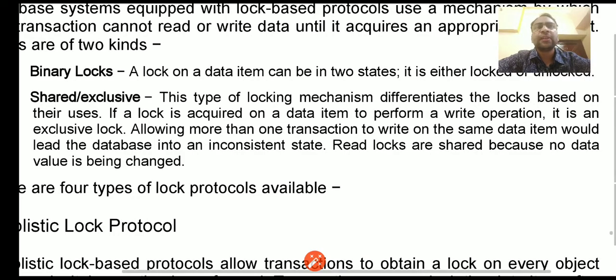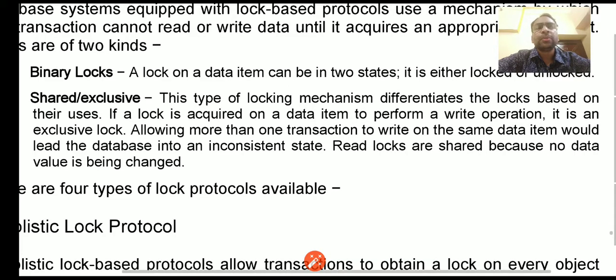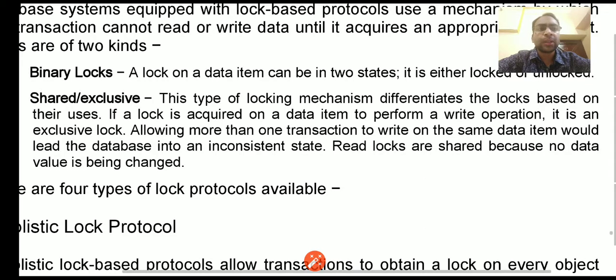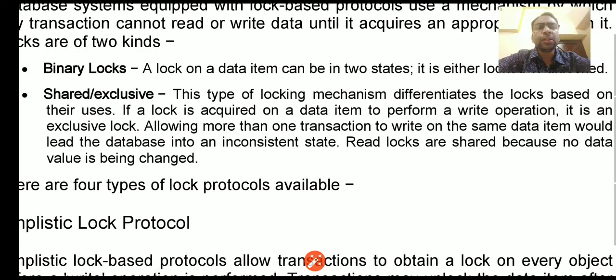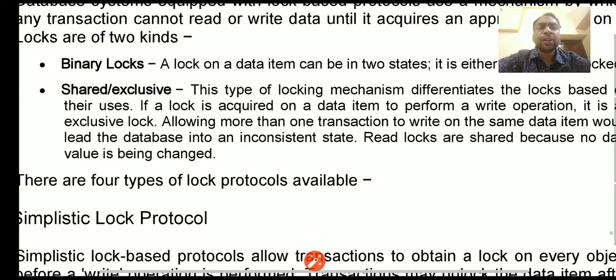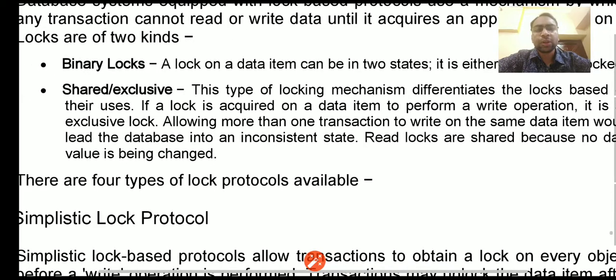In the case of reading, it's very simple. Let's say if we read a newspaper, two people, three people or four people can read it at the same time. But if we are writing in a copy, in that case only one person should write in the copy. So the writing operation is supported by the exclusive lock, and the reading operation is supported by the shared lock. So these are the two types of locks: binary locks, or shared and exclusive locks.